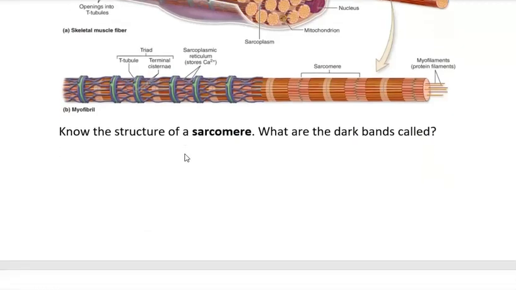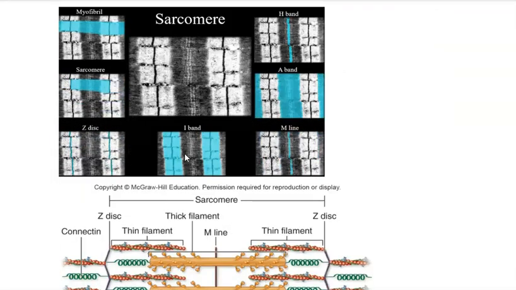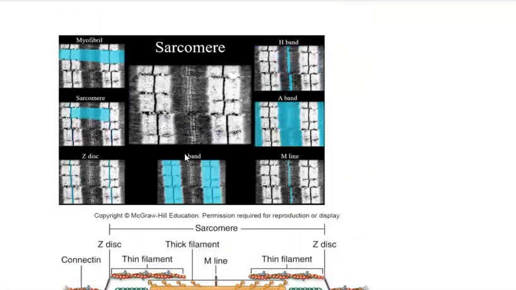You need to know the structure of a sarcomere, okay? And you need to know what the different bands are called. So here's the sarcomere. Know that the dark bands are going to be your A bands. The light bands are going to be the I bands. Okay. Know what the Z discs are, and know that a sarcomere runs from Z disc to Z disc.